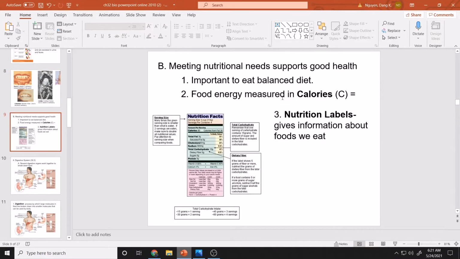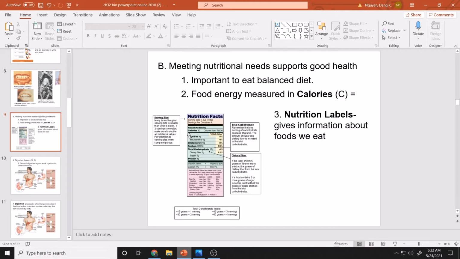Meeting nutritional needs supports good health. So it's important to eat a balanced diet. Now, your energy consumption is measured in a unit called calories, and this is found on the back of every nutritional label, and it also gives information about the foods that we eat. So up here in this top left corner, you can see the calories per serving. And again, the average adult probably needs around 2,000 calories depending on the person and how active they are.